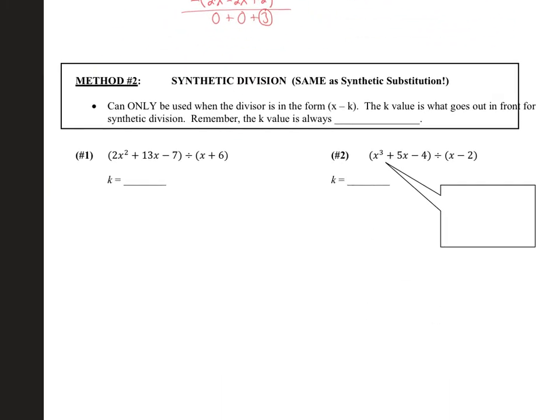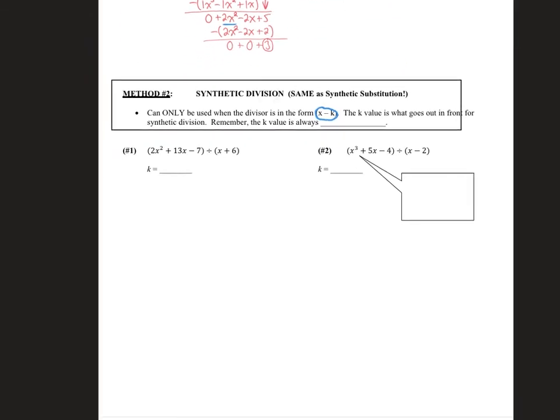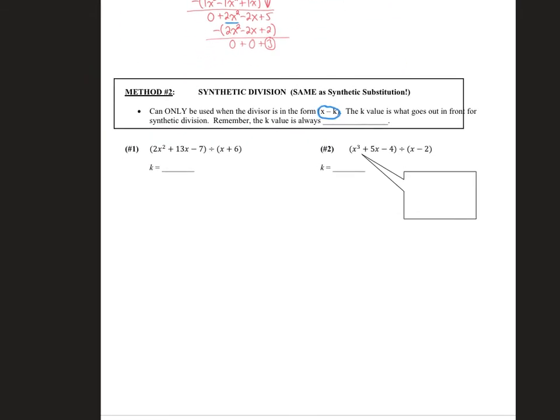Synthetic division is going to be the same as synthetic substitution, all right? I feel it's a lot easier to use, but it can only be used when the divisor, what you're dividing by, is in the form x minus k. So you can't have, for example, up here where we were dividing by x squared minus x plus 1. It needs to be something like x plus 6 or x minus 2 like we have down here, for 1 and 2. The k value is what goes out in front for synthetic division.